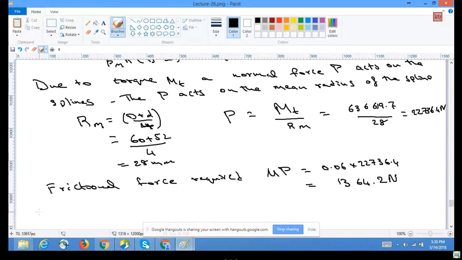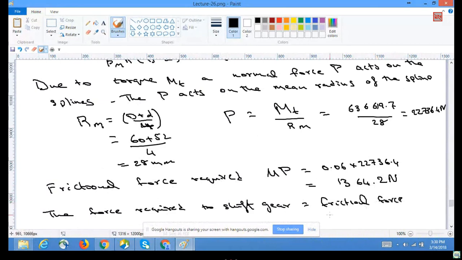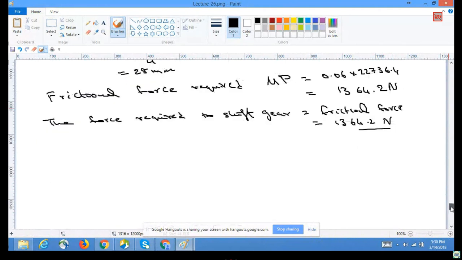So the force required to shift the gear is equal to the frictional force, and that is equal to 1364.2 newtons to shift the gear. So this is how you design keys and splines. And now we'll go to the other part of shaft components, which are couplings.